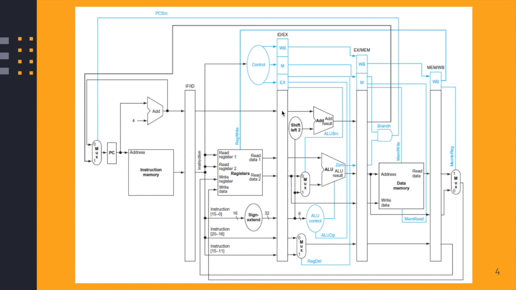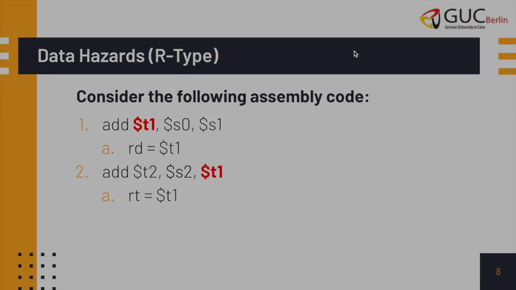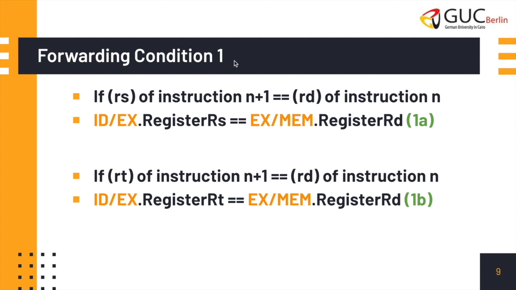I am checking whether rs is equal to rd, which is stored at ex/mem, or rt is equal to rd, which is stored in ex/mem. These are the two pairs of conditions for forwarding condition 1, which is having two consecutive instructions. Instruction 2 needs the value of instruction 1. So I'm checking whether the two operands rs and rt of the current instruction are equal to the destination rd of the previous instruction or not.